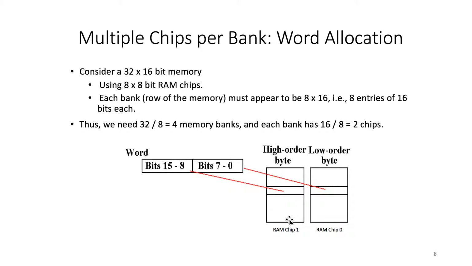By using this, we can construct a memory with a word size larger than the RAM chip width. You can see that the memory width right here is 16 bits, but it can be constructed by using two RAM chips concatenated to each other, so you can construct the word width of 16 bits.